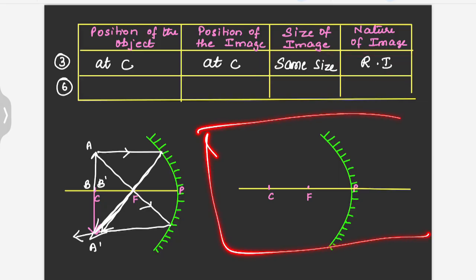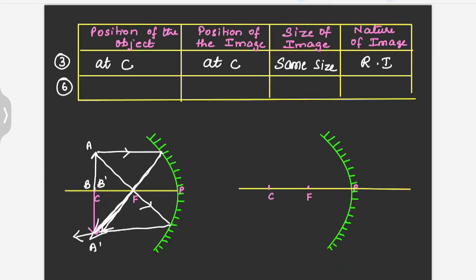So sixth one is special ray diagram. You have to learn to remember this. So let us draw the sixth ray diagram. So where we are going to place the object here is between F and P.